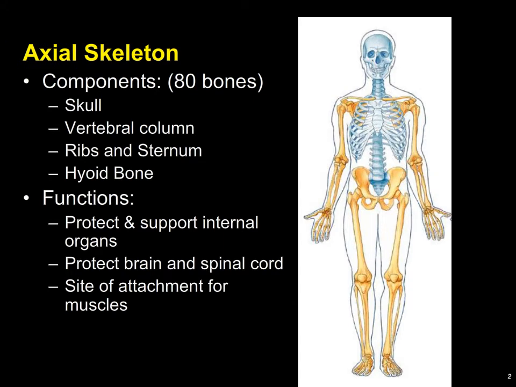So as we said last time, there are two divisions to the skeletal system, the axial skeleton and the appendicular skeleton. The axial skeleton is basically anything that is in a straight line, and it includes the skull, the vertebra, the ribcage, and so on. And so all the bones that you see here in blue are part of the axial skeleton, and there are approximately 80 bones that are in the axial skeleton.